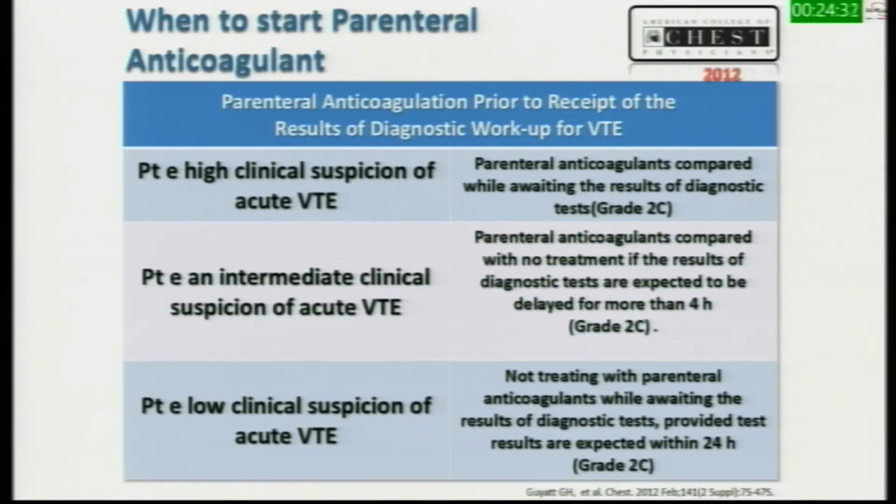When to start the parenteral anticoagulation: if we have a high clinical suspicion of acute VTE, we have to start the parenteral anticoagulation immediately without waiting for the investigations. If we have an intermediate clinical suspicion, we can wait for 4 hours to have the investigations done. If they do not appear within 4 hours, then we have to start our parenteral anticoagulation. If we have a low clinical suspicion of acute VTE, we can wait for the investigations for 24 hours. If the investigations do not appear within 24 hours, we also have to start the parenteral anticoagulation.